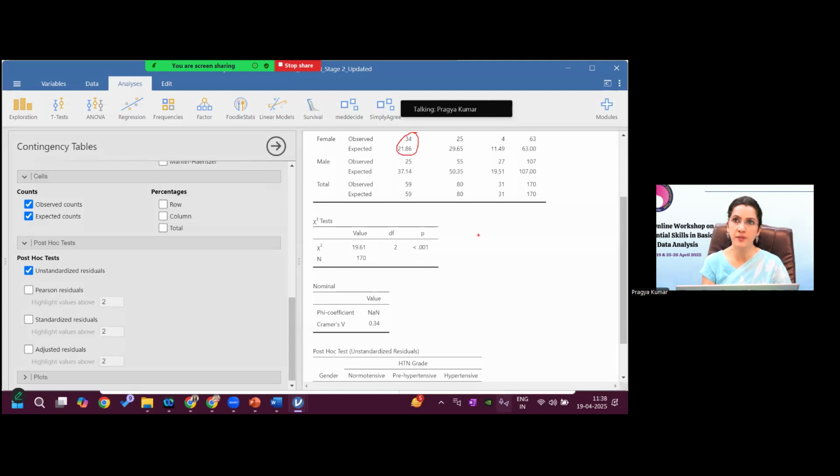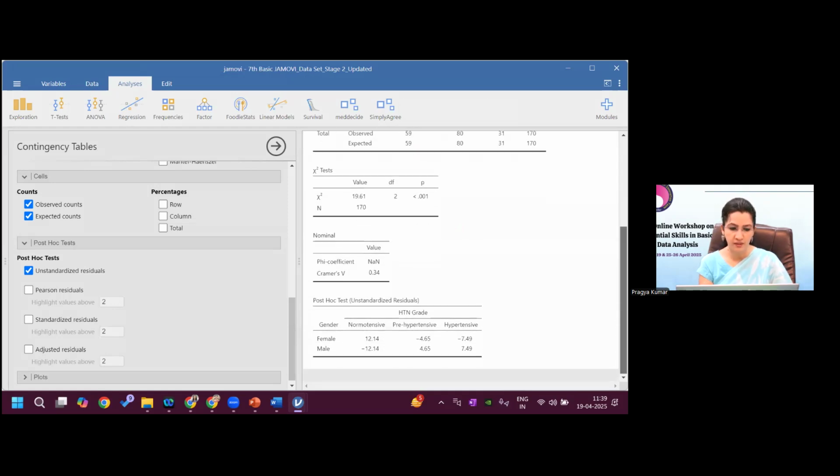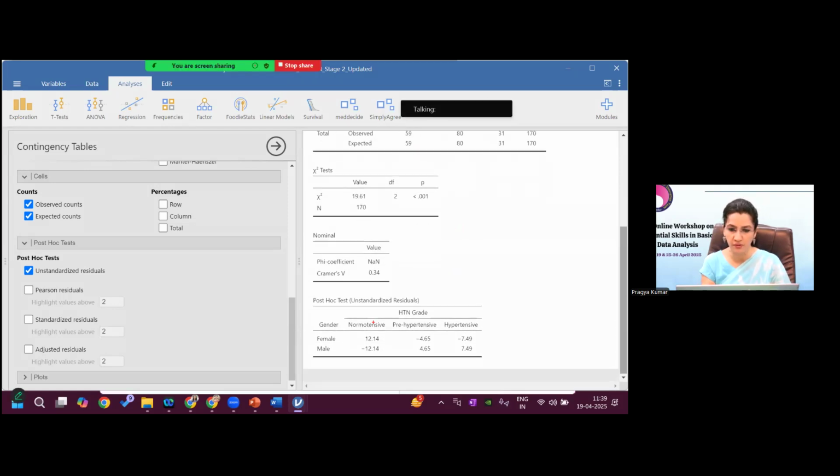What is the difference, let's take the example. So 12. Okay, roughly it is 12 point something. If you see the same thing here, what is the value? Can you see it is 12.14? This is the unstandardized residual, means the difference between observed and expected.